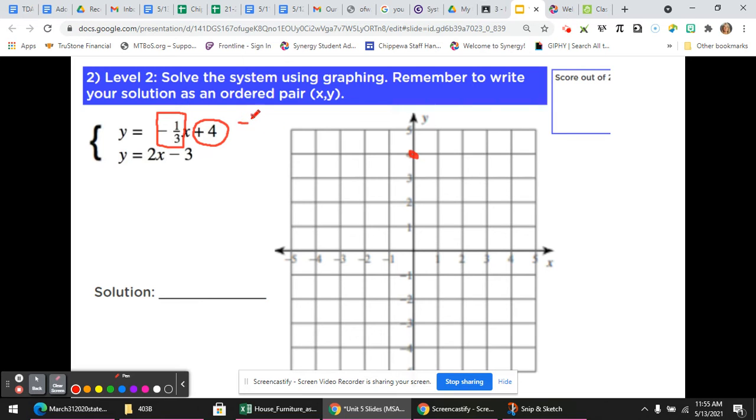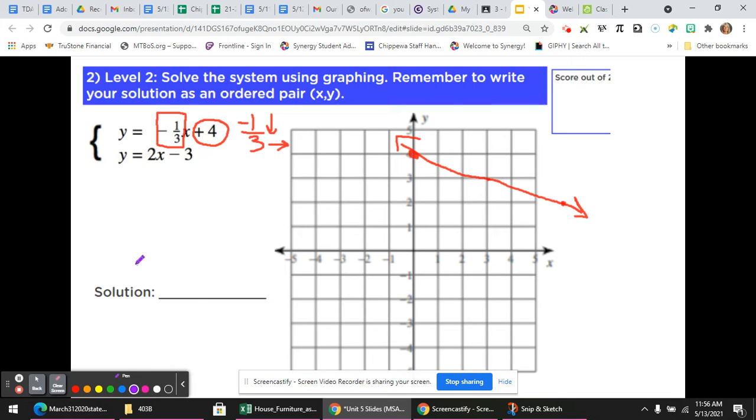-1/3. So that tells me to find my points. I'm going to use my slope. I'm going to go down 1, and then I'm going to head to the right 3. So down 1, right 3, make my point. Down 1, right 3, make my point. When I connect, there is a graph of line 1.